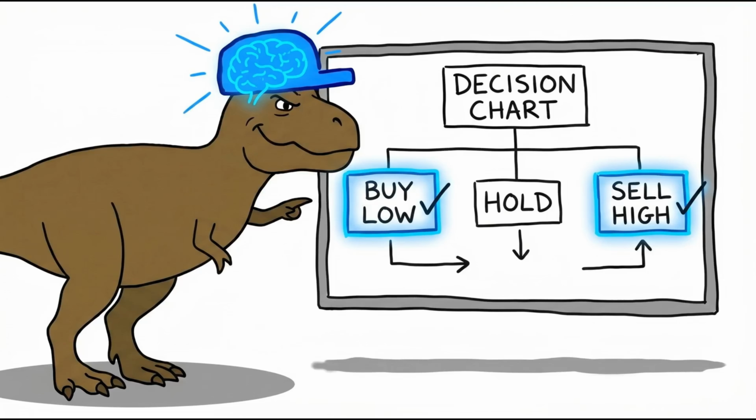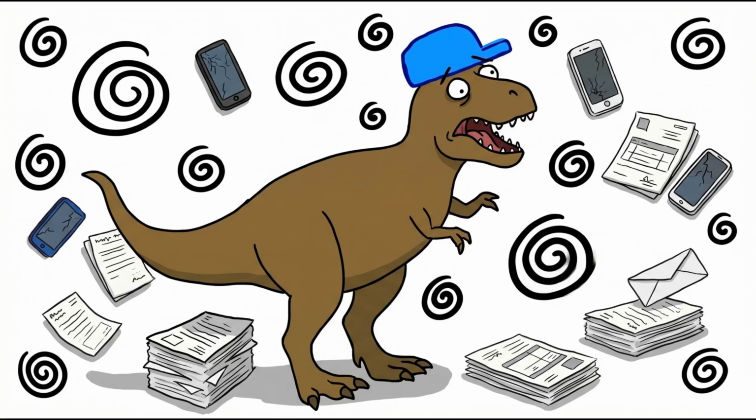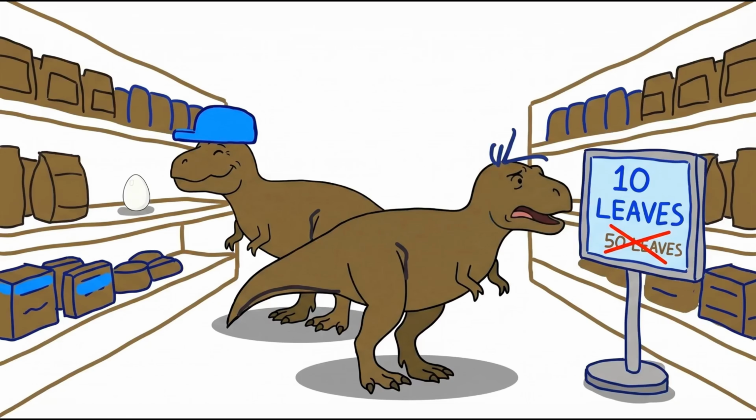Behavioral economics. Traditional economics says Dino is rational. Dino always makes smart choices. Dino always picks the best option. Traditional economics has clearly never met Dino.